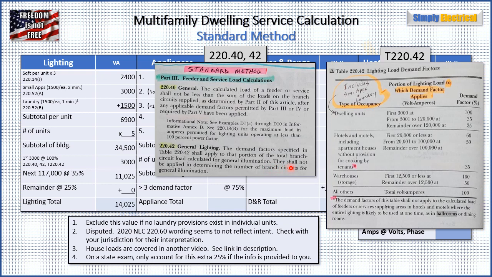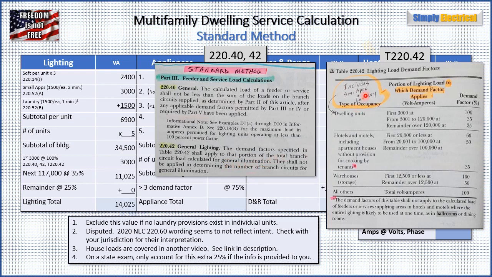Okay, it says they shall not be applied in determining the number of branch circuits for general illumination. So all that means is these demand factors, you can't use those when you're determining the number of branch circuits for your dwelling. You have to take the full number, the full load count, when you're determining your branch circuit general illumination.